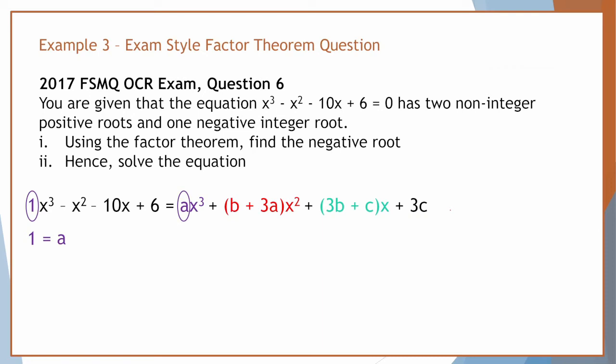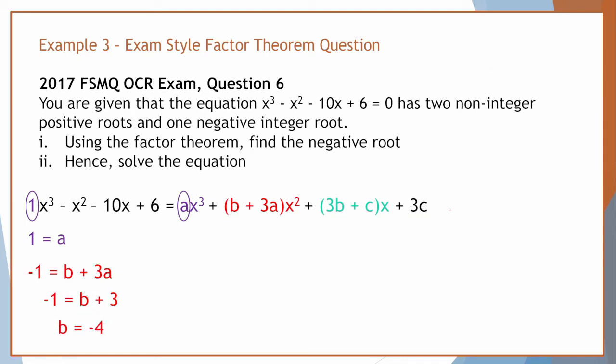So we can do the same thing with the x squared term. On the left hand side, we can see that there's a negative 1. And on the right hand side, in front of the x squared, we've got this b plus 3a. So we write that down. Well, we already know our value for a, so we substitute that in. And that gives us a total value for b of negative 4.